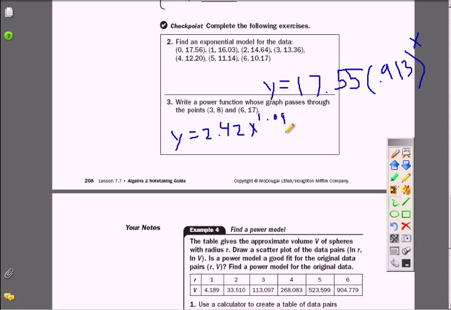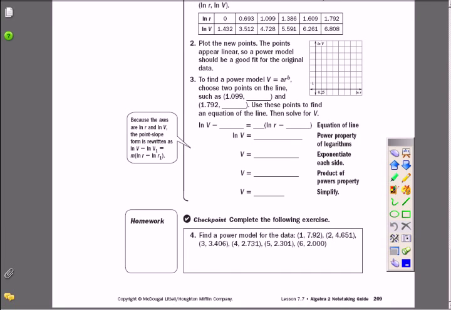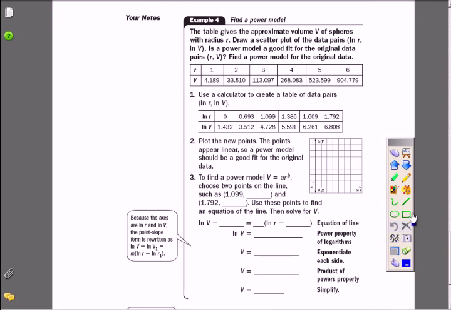We'll certainly, I'm sure, answer some questions about that tomorrow because I probably could have done a better job with that stuff. All right, let's take a look at example 4 and then your final checkpoint. In example 4 here, the table gives an approximate V for spheres. Now we're looking to find a power model here, and as I'm going through trying to find this power model, remember we have that excellent tool on our calculator. Probably a great way to do this problem is just type all this stuff in. You could do a natural log of R and a natural log of V, and that's going to help you to find that power model.